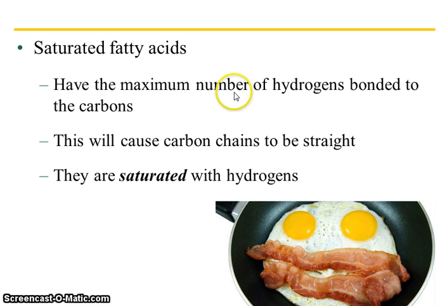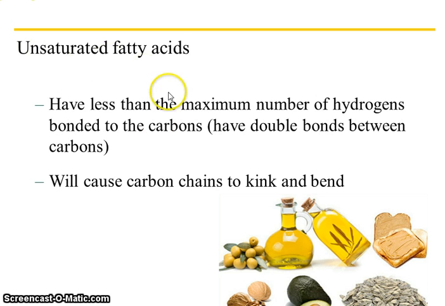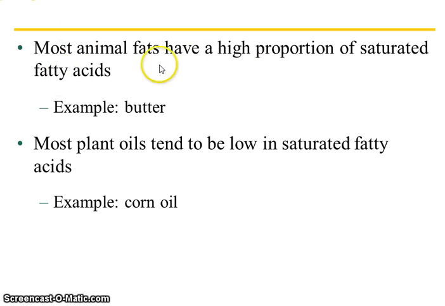So saturated fatty acids, those really flat ones, the straight carbon chains, can stack on top of each other really nicely. They're generally going to be solid at room temperature because they fit together so well. Whereas unsaturated fats, those have lots of double bonds, bends, kinks in their chains. They don't sit on top of each other very nicely, and so then they are generally oils at room temperature. So most animal fats are going to be saturated fatty acids. Plant oils are low in saturated, they're more unsaturated.